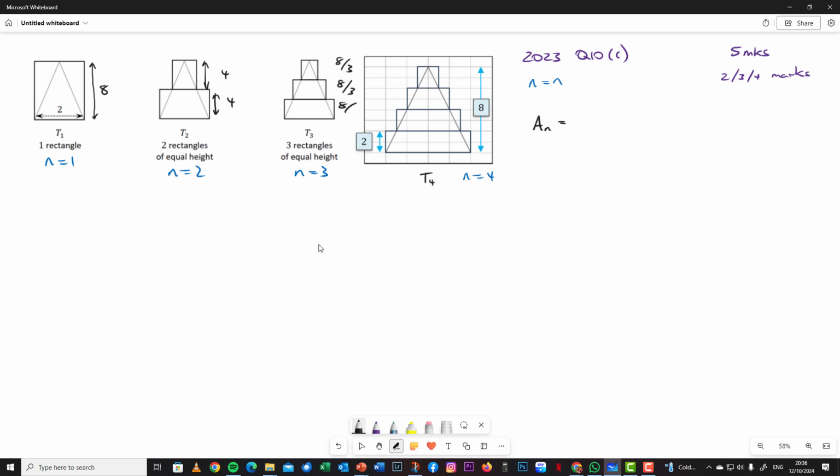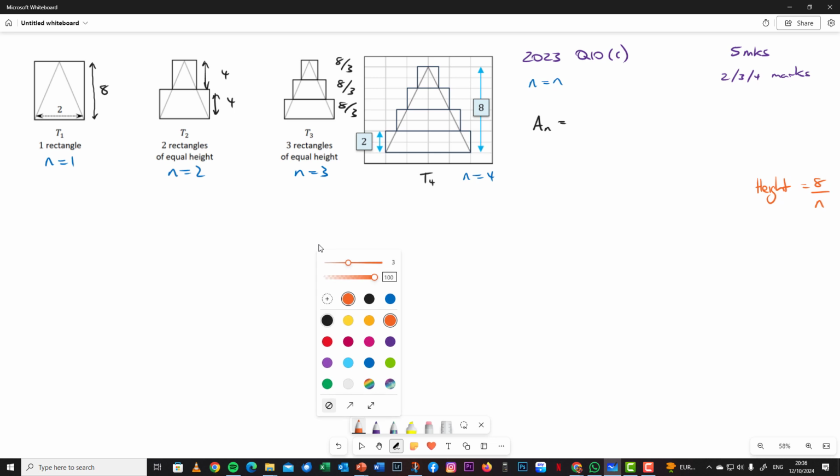And what we can see pretty quickly, and I think it's worth writing down on the side, is that the height of the rectangles in a particular pattern is always 8 over the number of, let's put down n, the number of rectangles we have. So it's 8 over n is the height of each rectangle, and we'll come back to that in a few minutes. Okay, so the last one we didn't do is 8 over the number of rectangles, which is 4, so each of these is 2.